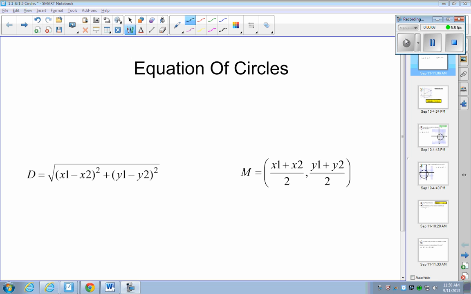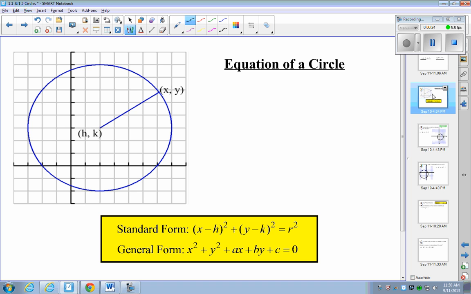Before we get started, I want to make sure you guys have the distance formula memorized and the midpoint formula memorized. Later on, we're going to incorporate these two formulas along with circles in a couple of your projects. Alright, so let's get started.